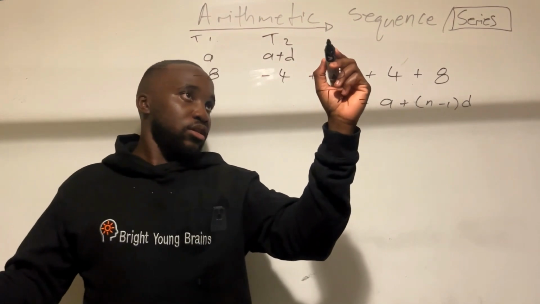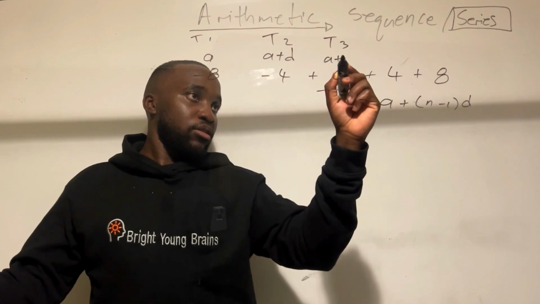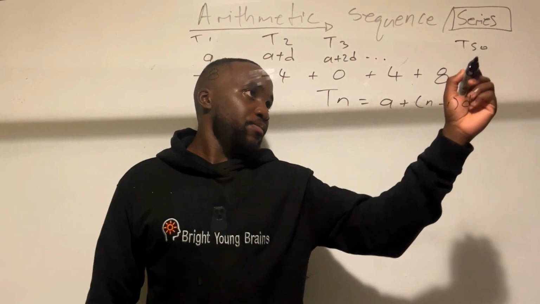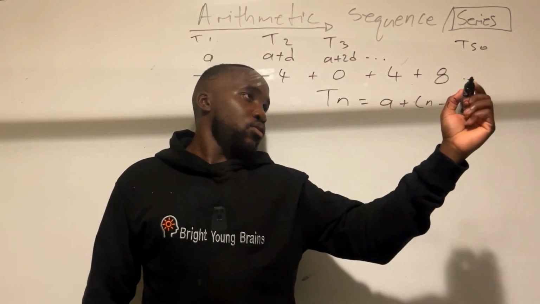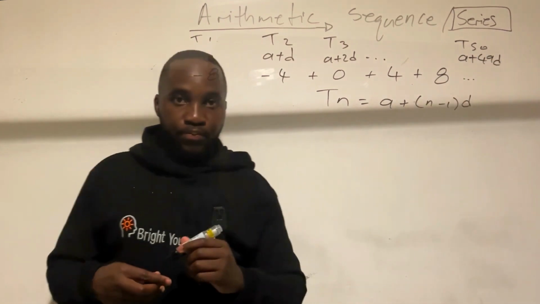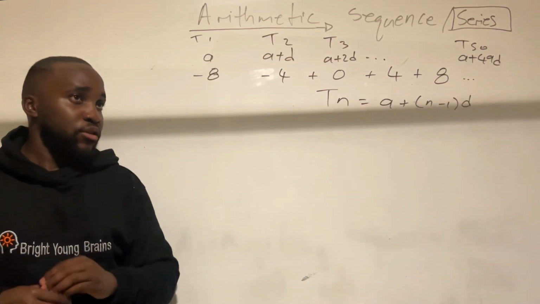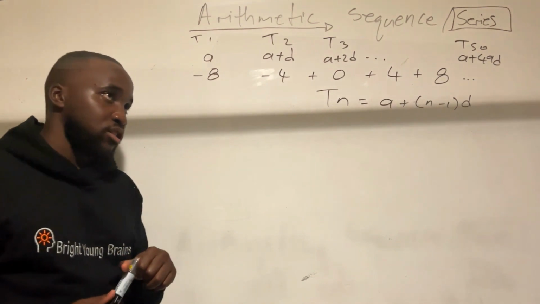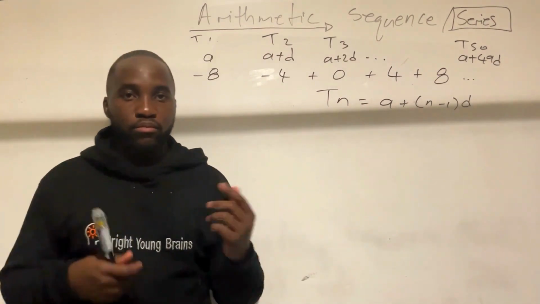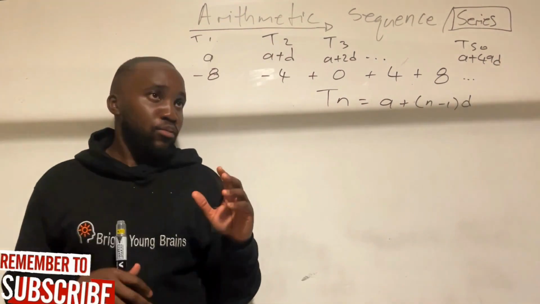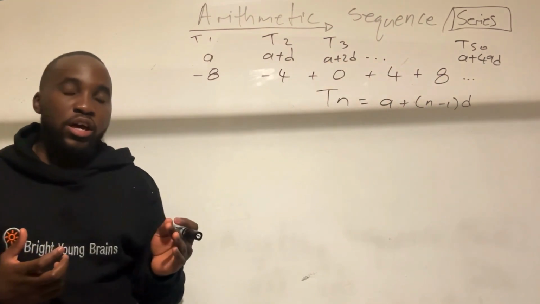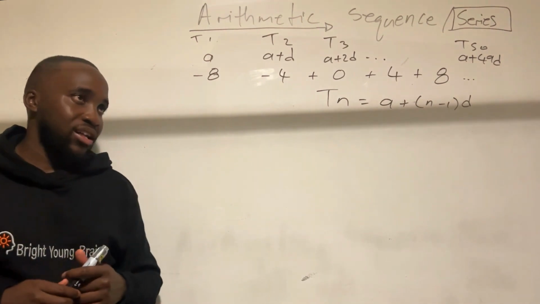Term number 3 is still represented by A plus 2D, going on and on. So something like term number 50 will be represented by A plus 49D. That's very important, because if you can recall from some of the sequences and series questions you've bumped into, anytime they speak of a random term, term number this, term number that, the memo normally uses these expressions to break down the question and eventually give you a meaningful answer.